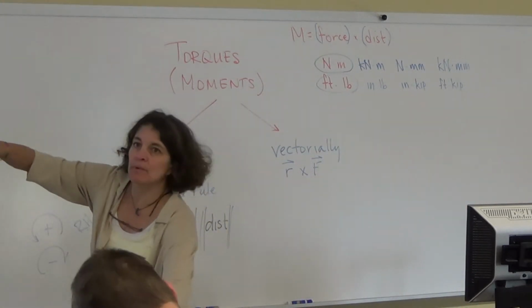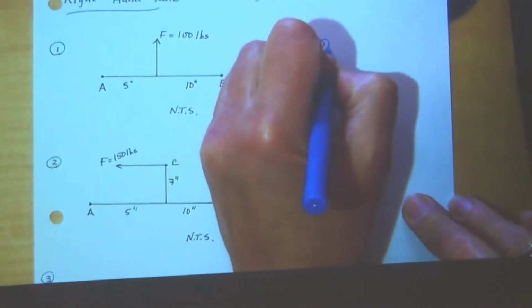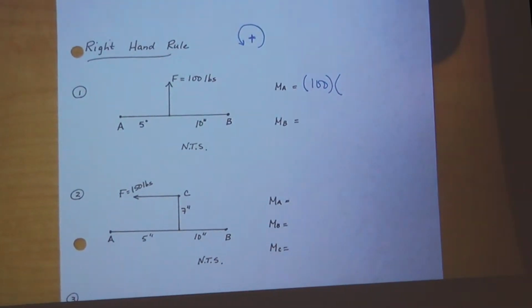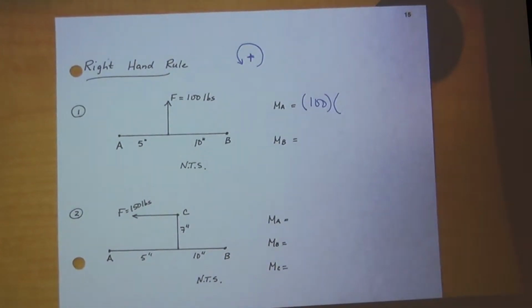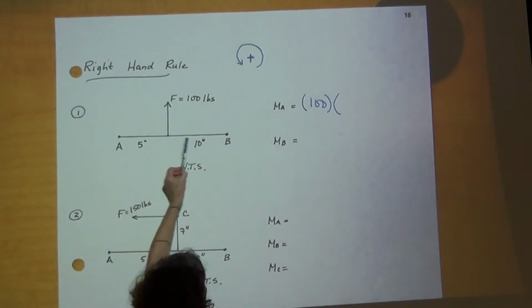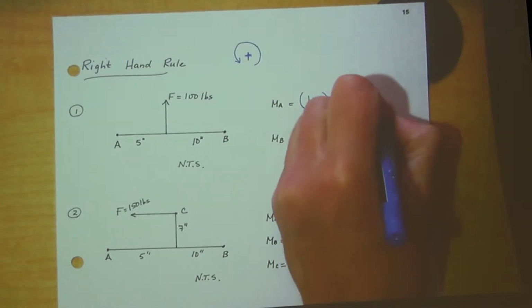So let's look at this example right here. I'm trying to find the moment about point A. Using the right-hand rule, it's the force, 100, times the distance. And it's important to note that this is the perpendicular distance. It's got to be the perpendicular distance. What's the perpendicular distance between the force and point A? 5. Because the force is going up in this direction. Here is where it's perpendicular. This is the perpendicular distance. So it's 100 times 5, which gives me 500.